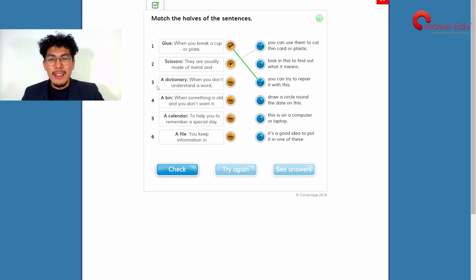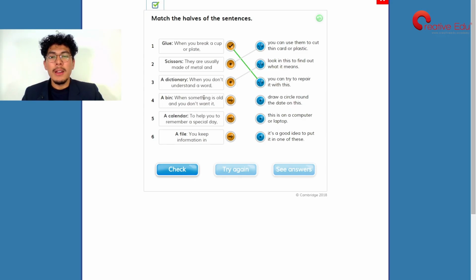Alright, number 3, a dictionary. When you don't understand a word, look in this to find out what it means. That's what you use a dictionary for.